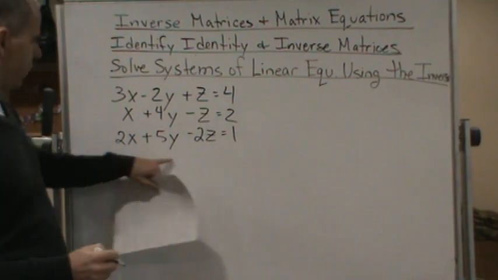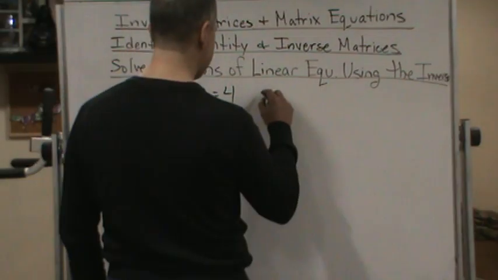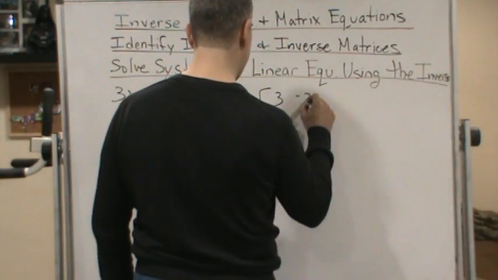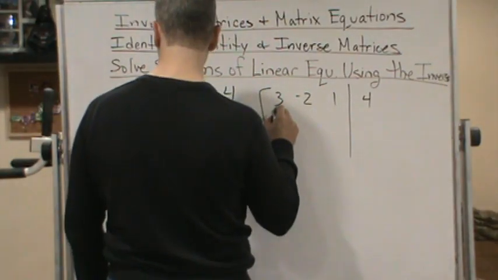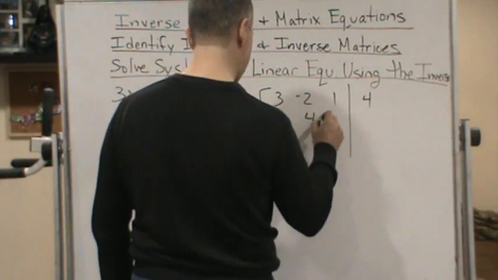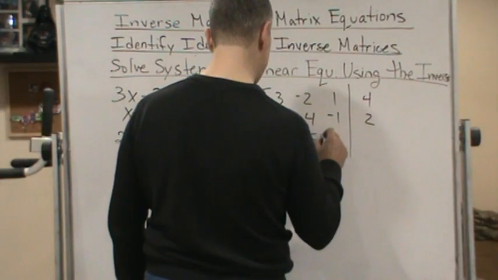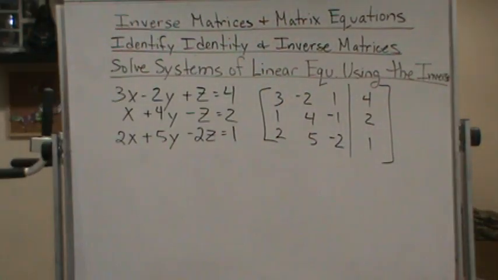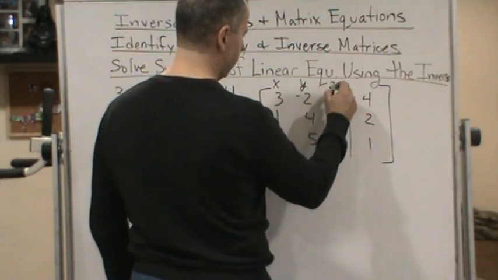Remember when we did the coefficient matrix, we did the augmented matrix, right? So the augmented matrix was written like this. We had the 3, -2, 1, and then we had 4. And then we had 1, 4, -1, 2. We had 2, 5, -2, 1, right? And so we've done those. And I also said, remember that the columns represent the variables, right?